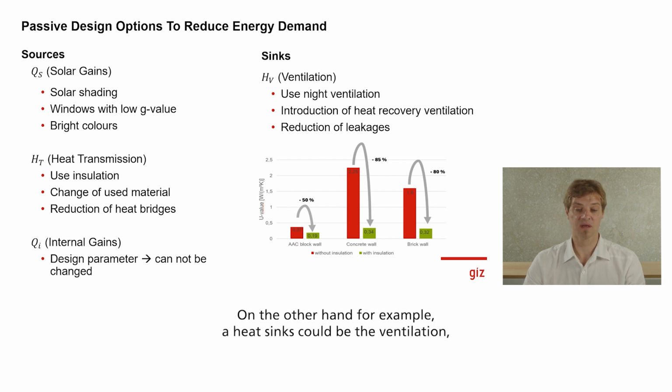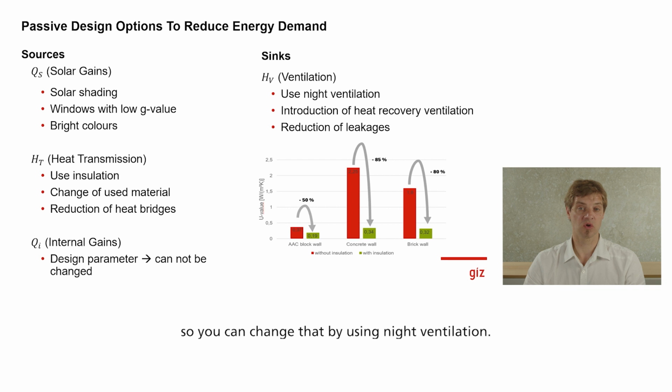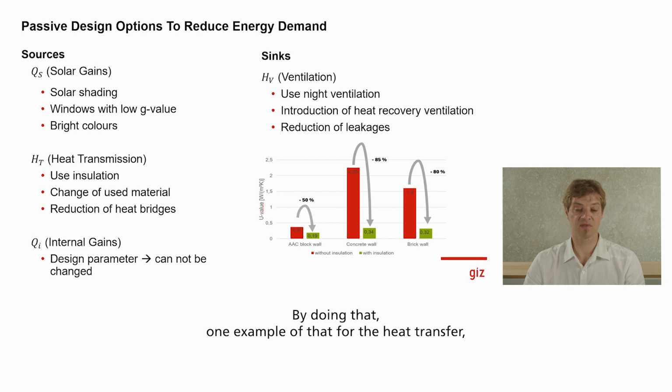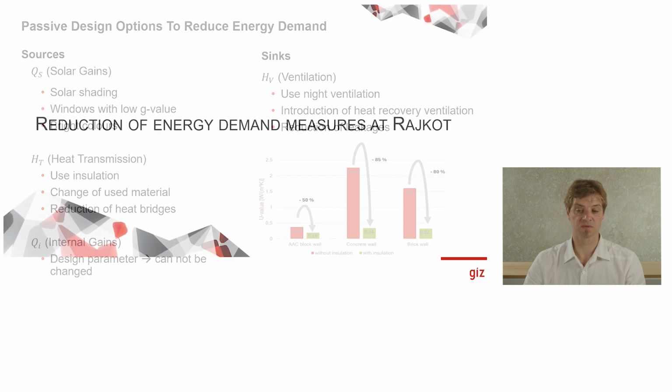On the other hand side, for example, the heat sinks could be the ventilation. And you can change that by using night ventilation, so making it from a sink to a source, or using that sink possibly, or introducing a heat recovery ventilation, or even reduce the leakages. And by doing that, one example of that for the heat transfer, you can reduce the sources and sinks by, as this example shows, up to 85%. So there are different possibilities, and these are just some of them you can use.